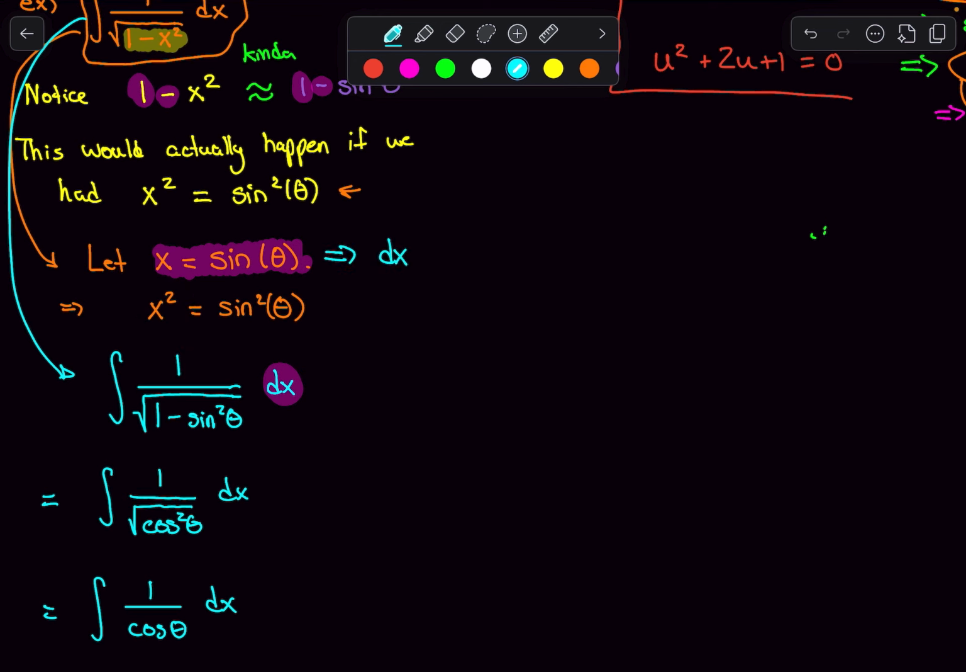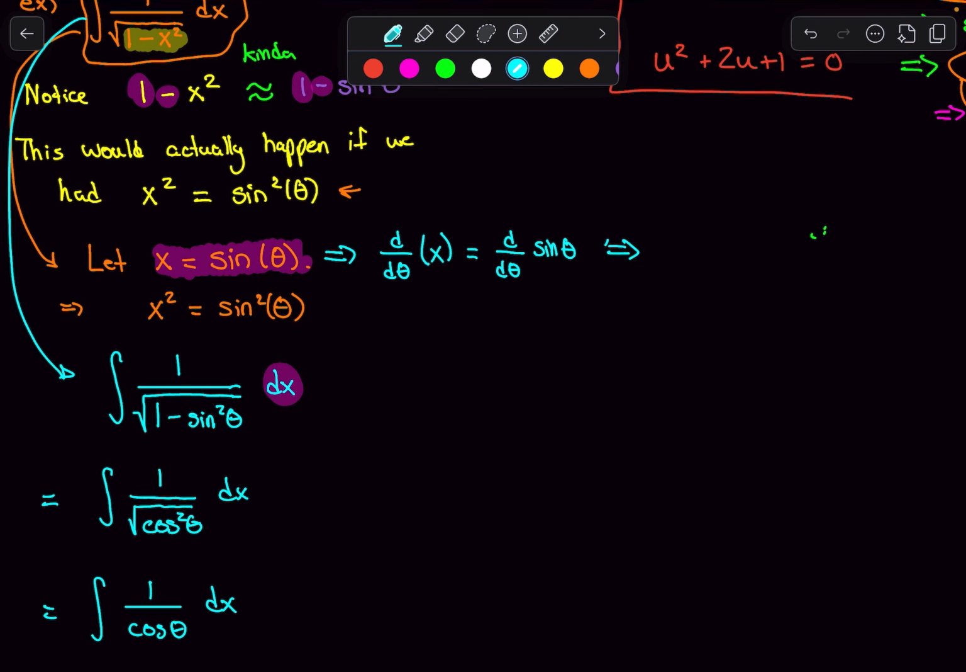If we take the derivative of both sides, maybe I'll do it the proper way. So I need a d theta to show up. So I'm going to take the derivative with respect to theta of both sides. I get dx d theta on the left side, and the derivative with respect to theta of sine theta on the right side.